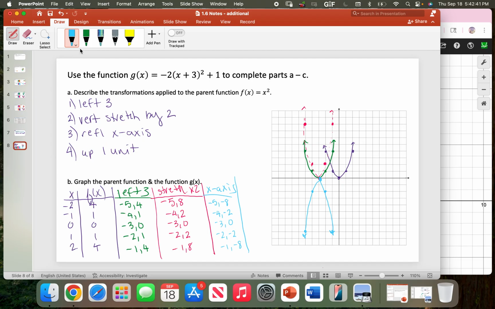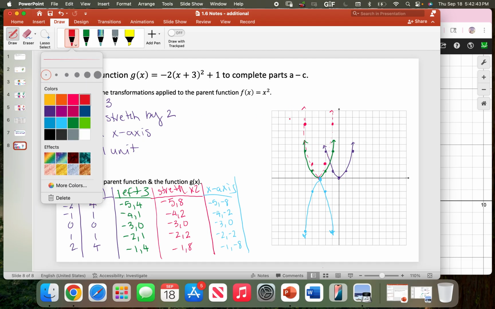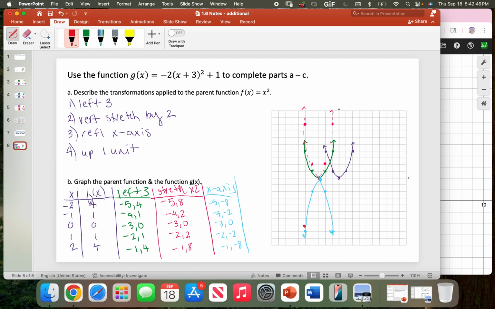And then our final transformation is to move up 1 unit. So again, we can take these and we can move up 1. And that should be our final graph there. Only going to be affecting the y value in this case. Up and down only affects y. So this would be -5, -7, -4, -1, -3, 1, -2, -1, -1, -7.